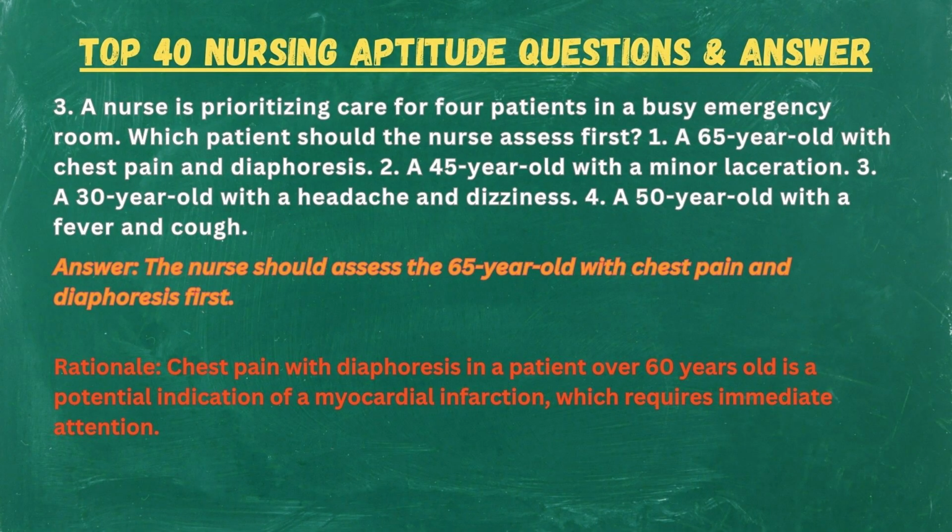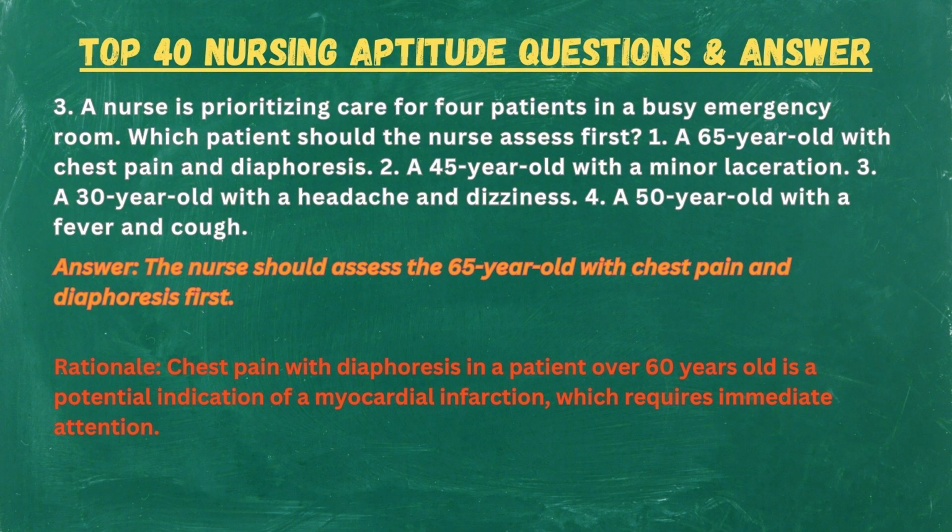3. A nurse is prioritizing care for 4 patients in a busy emergency room. Which patient should the nurse assess first? 1. A 65-year-old with chest pain and diaphoresis. 2. A 45-year-old with a minor laceration. 3. A 30-year-old with a headache and dizziness. 4. A 50-year-old with a fever and cough.